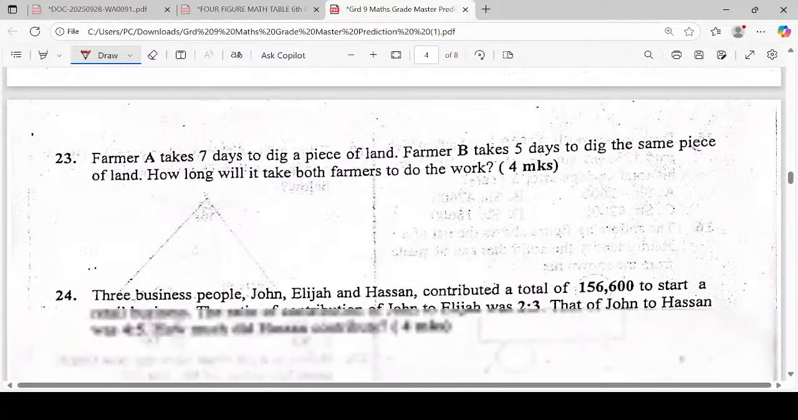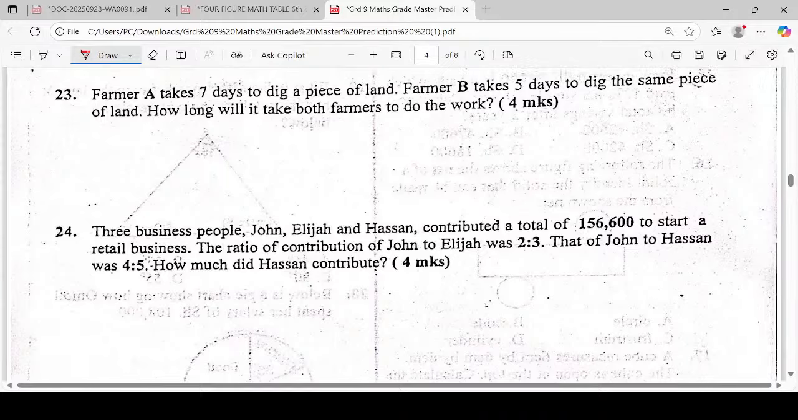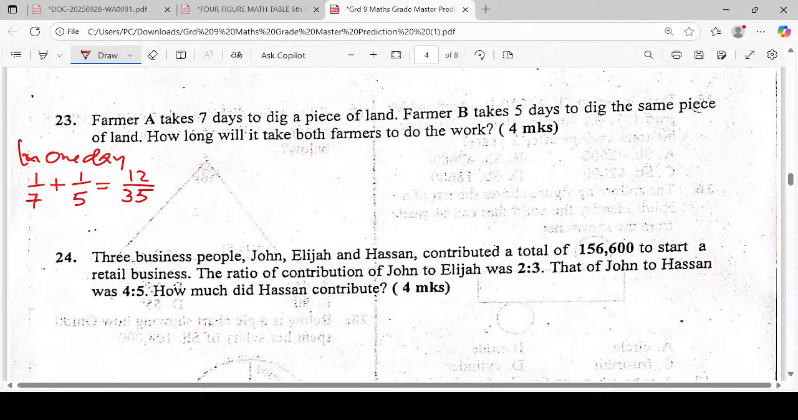That is question number 23. Farmer A takes 7 days to dig a piece of land. Farmer B takes 5 days to dig the same piece of land. How long will it take both the farmers to do the work? So, in one day, I want to get the fraction done in one day. In one day, farmer A will be digging 1 over 7 plus farmer B will be digging 1 over 5. That is the fraction that these people can do in a single day.